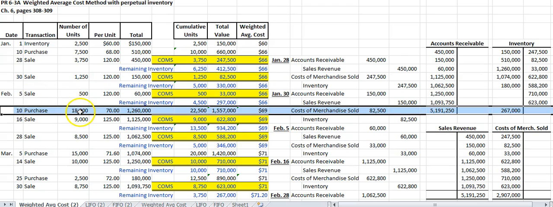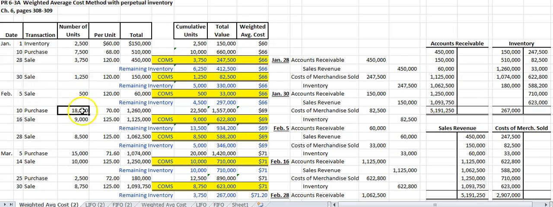So this is going to be 18,000 at 70 for a total of 1,260,000. So notice how here is 18,000, here we have 22,000. Why? Because this is going to be cumulative, because I want to have a weighted average, so I have to do it cumulative, right? I have 4,500 plus 18,000 is 22,500.